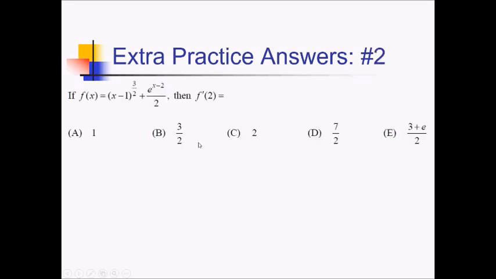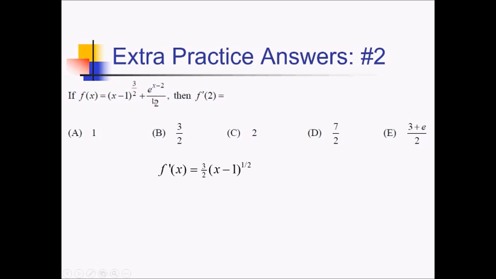For this problem, we want to find the derivative at x equals 2 for this f of x function here. So let's just go left to right and take some derivatives. This first one, we can use the power rule. This is going to be 3 halves times x minus 1 to the 1 half. And the chain rule applies here, except that we have a derivative of 1 in here, so we don't really have to worry about that tail.